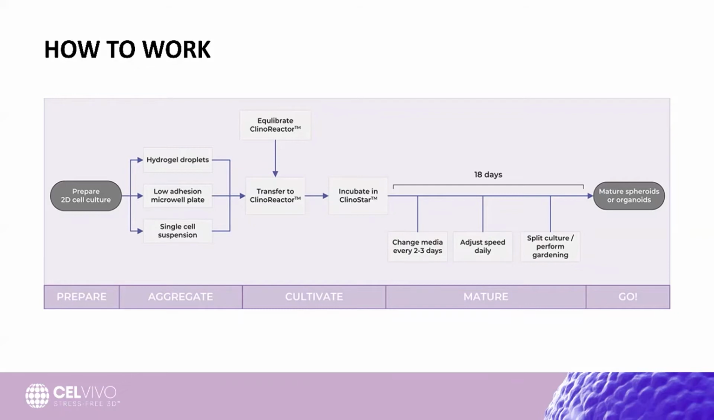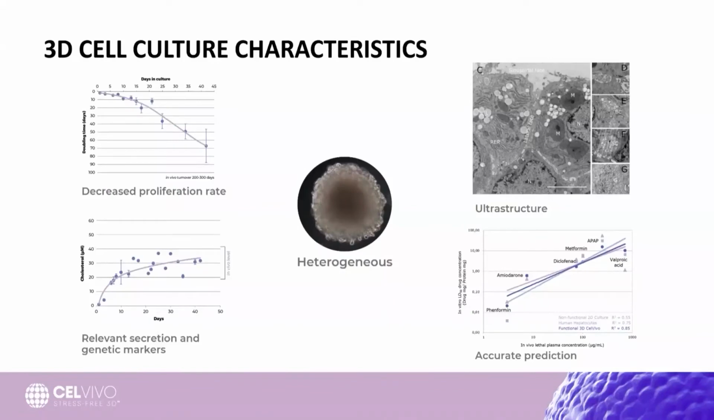If you remember from previously, I showed you this characteristic of a 3D cell culture. It should have a decreased proliferation rate, relevant secretion of molecules, and relevant gene expression levels. The ultrastructure should also resemble the tissue you want to model, but most important, it should have an accurate prediction.